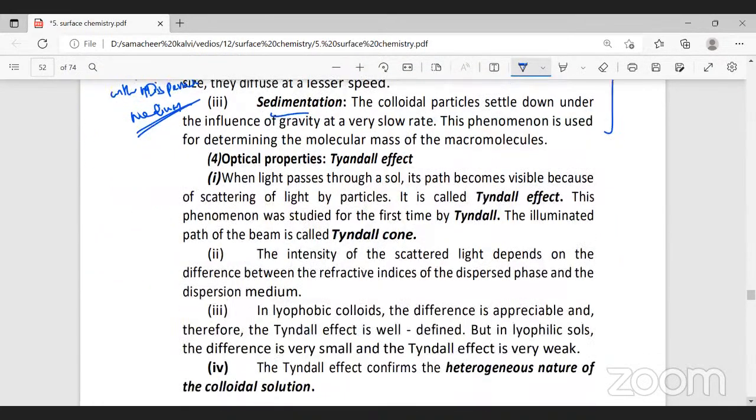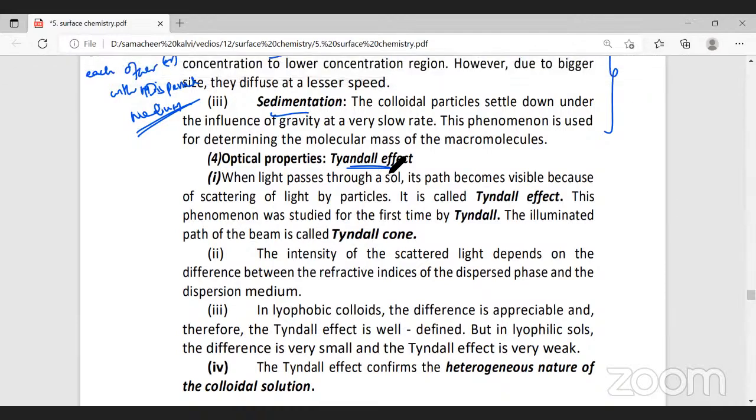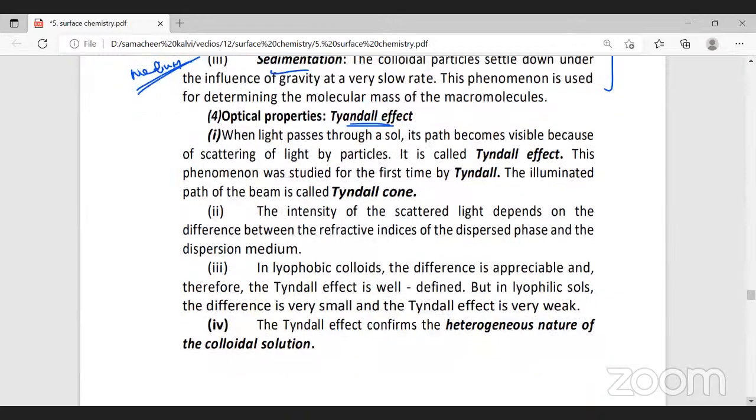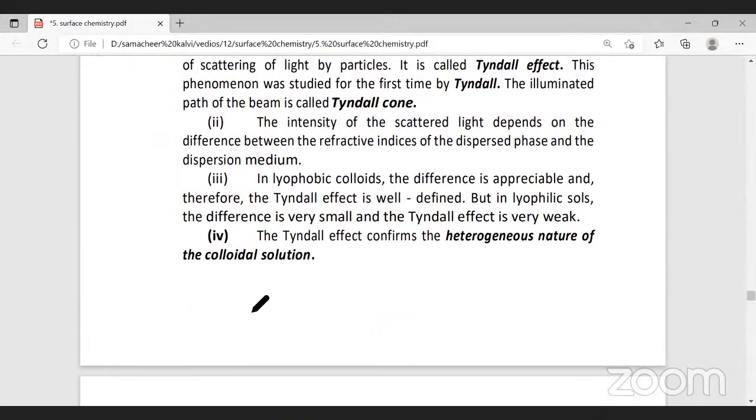Next, optical properties. The optical properties are called the Tyndall effect. Now, optics stands for light. Optical properties are Tyndall effect. What is this optical property or Tyndall effect? Now, we have a source.